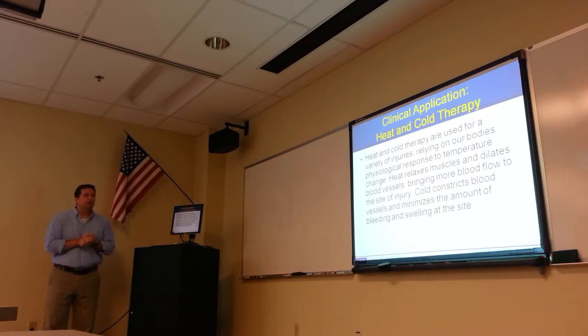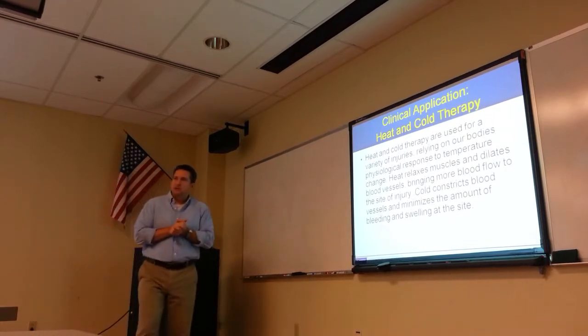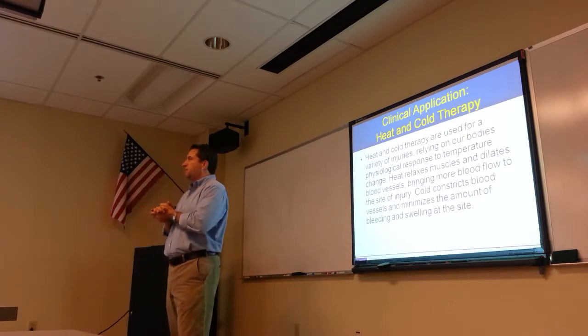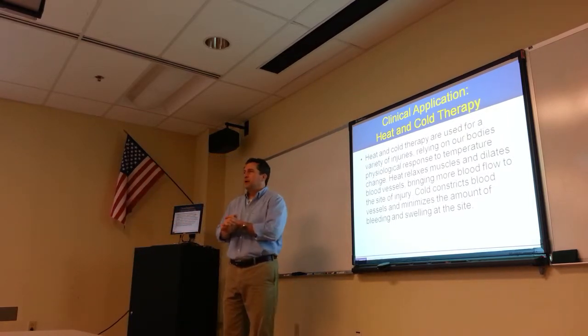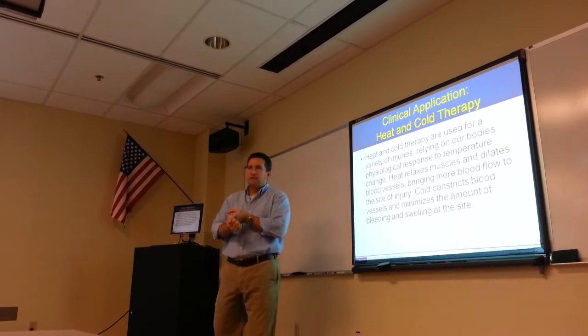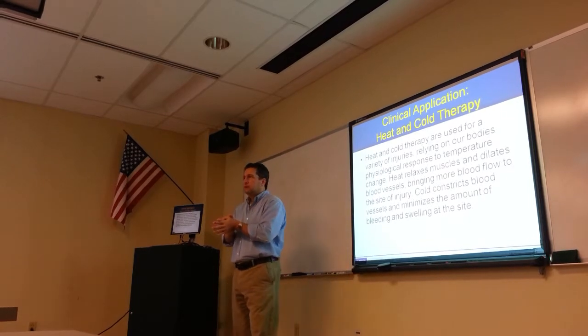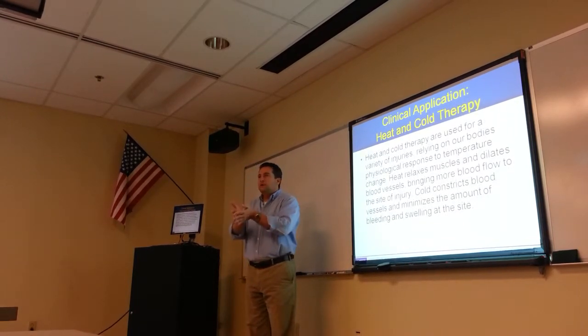Heat and cold therapy. Heat relaxes muscles and dilates blood vessels. Cold constricts blood vessels and minimizes the amount of bleeding and swelling at the site. This is why when somebody first gets injured, we say put ice on it first. When cells get injured, what do they do? They call for help. And then who comes? Everybody. And we call that inflammation. And then what follows inflammation? Swelling, edema, fluid. Where does that swelling come from? Blood vessels. It comes from blood, right? So if we want to bring less blood to that area, what are we going to do? Constrict the blood vessels.